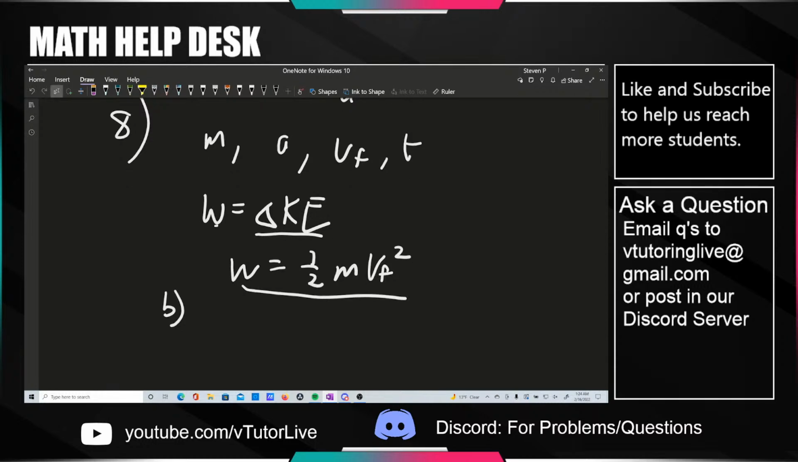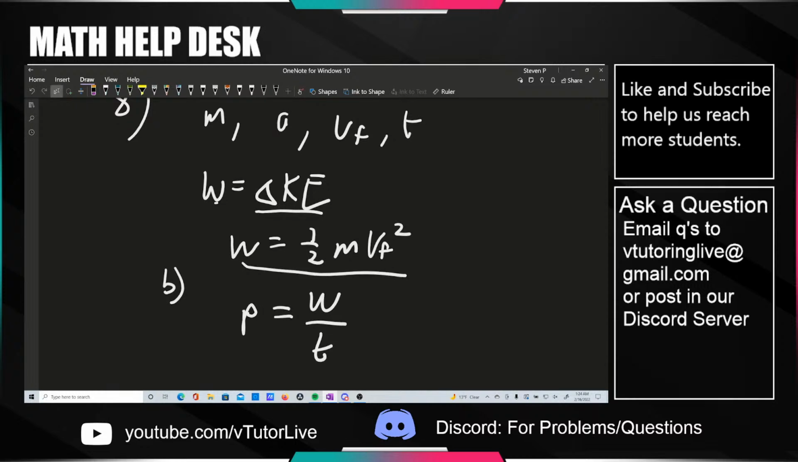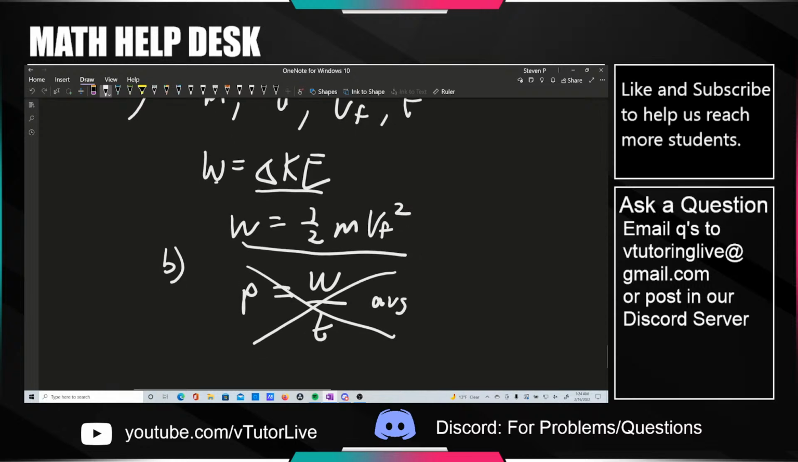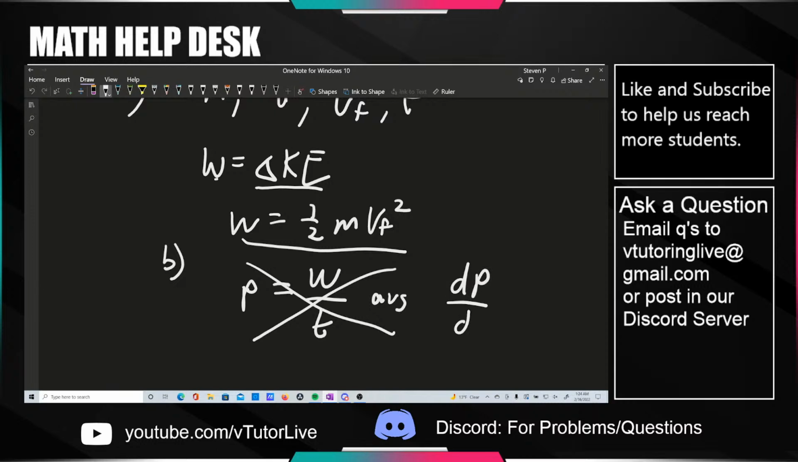If you're being asked for the instantaneous power due to the force at the end of the interval, one common problem is people trying to just take P equal to W and divide that by t, because that's what it says in your equation formulas, right? But the issue here is this gives you the average power over that entire time interval, and what we're being asked to find is instantaneous power, so this isn't quite right. Instead, you basically need to take the derivative, dP over dt.